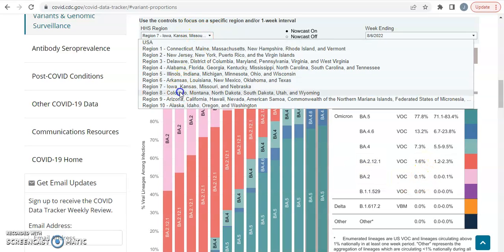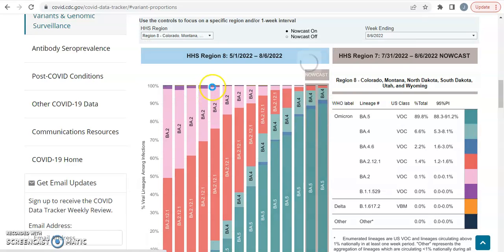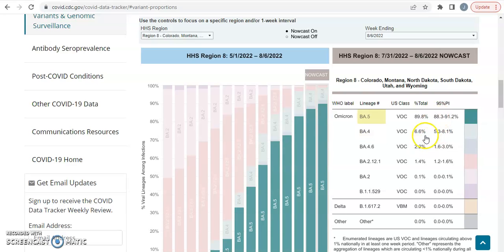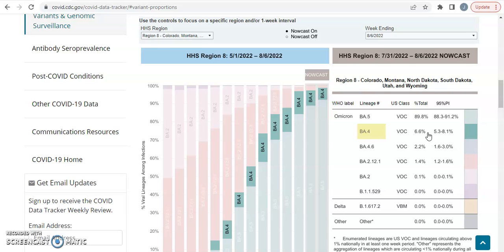Few more regions to get through. Region 8, again, BA.4.6, it's not really taken off here. It's only 2.2% of the cases. The BA.5 variant is 89% of the cases. And there's still some BA.4, which is 6.6% of the cases.